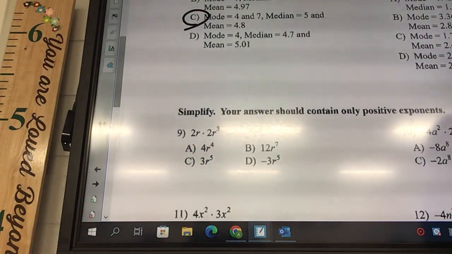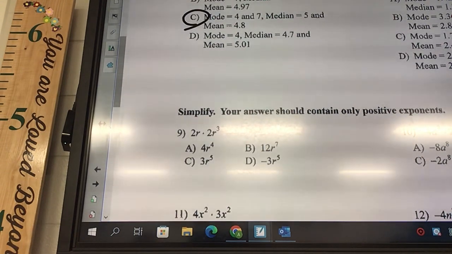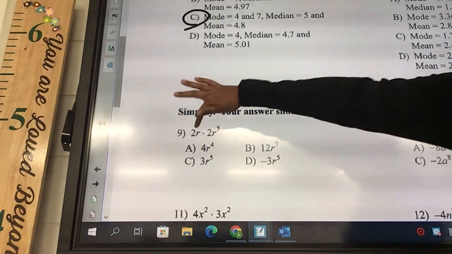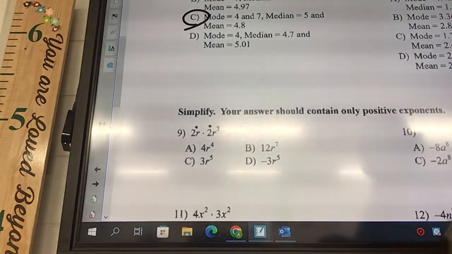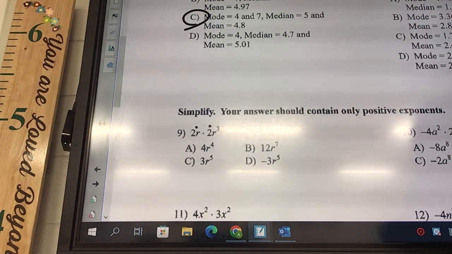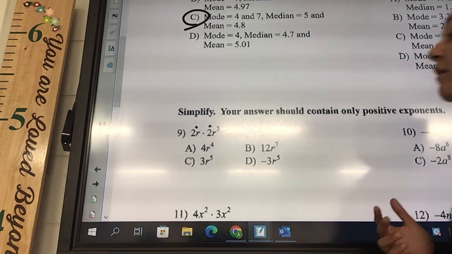Okay, number 9. So that is multiplying exponents. Okay, so you multiply the bigs and add the littles. When we multiply these bigs, I got 2 times 2. What is that? 4. Do we need to add up the littles? No, there's only one that says a big 4 on there. Okay, so that's going to be A.